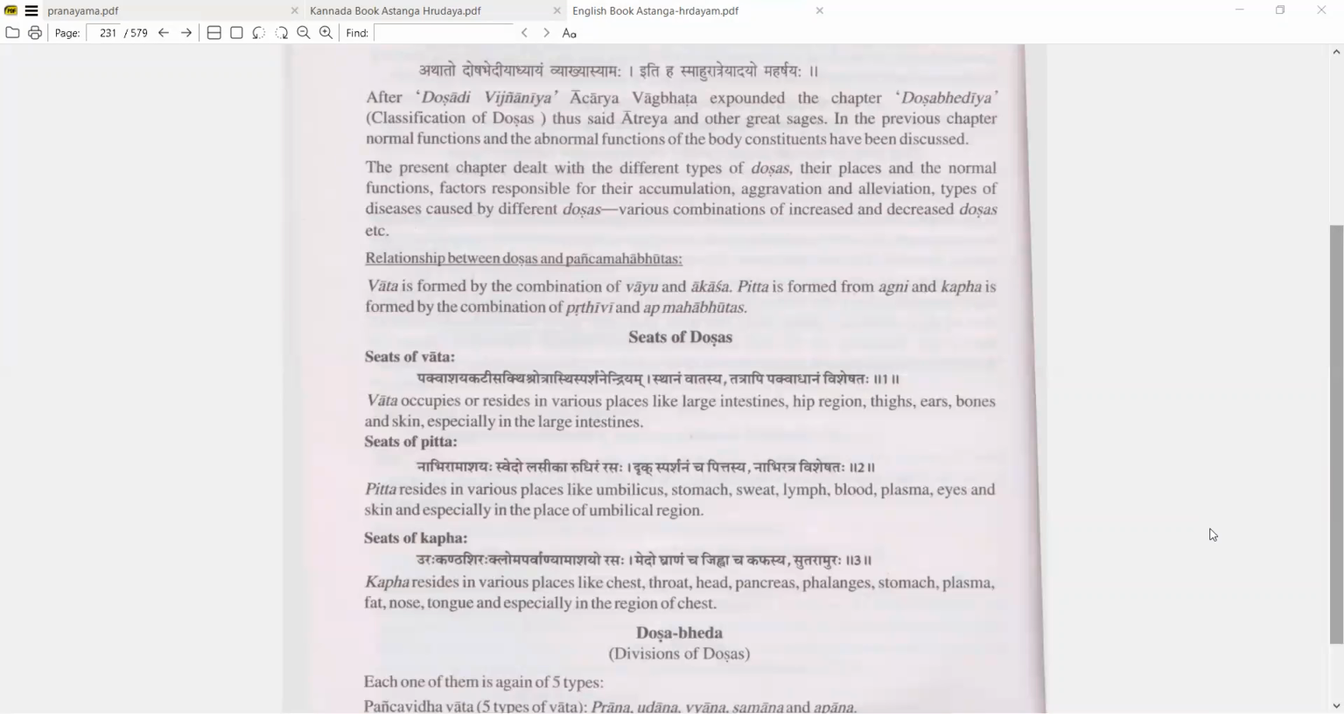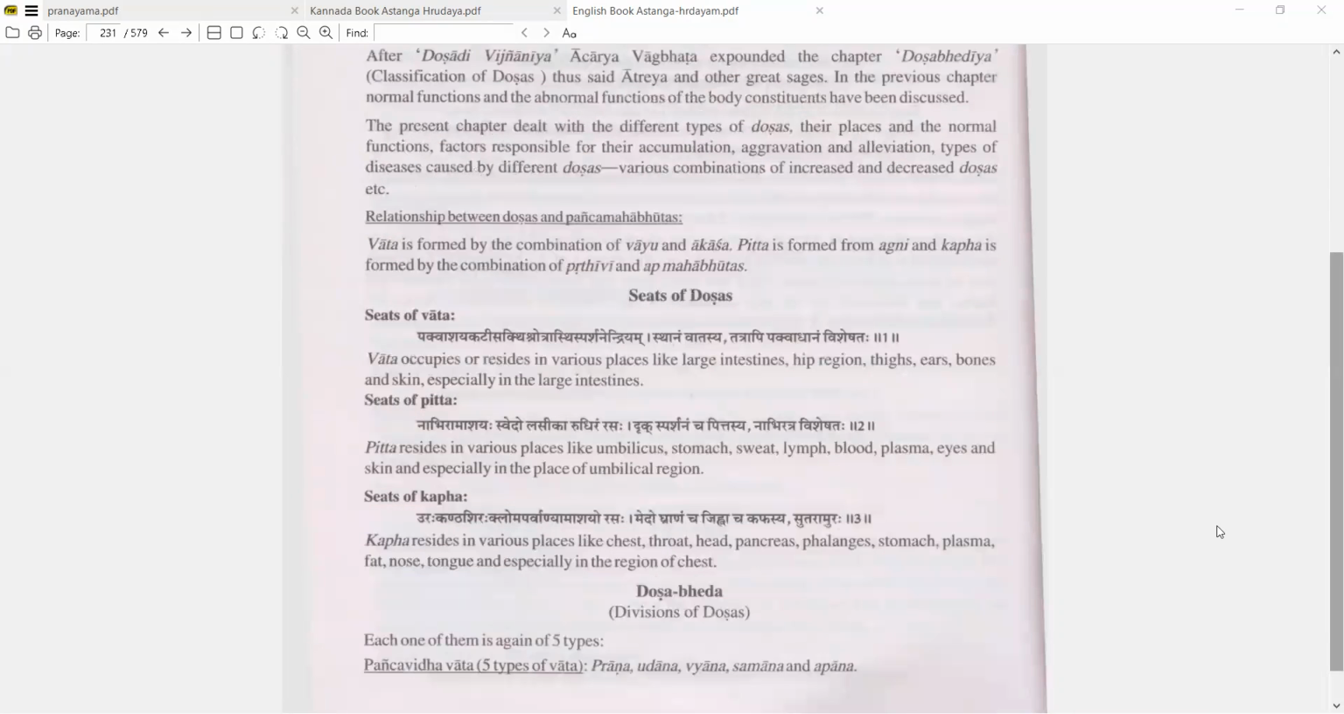Seats of doshas, seats of Vata. Vata occupies or resides in various places like large intestines, hip region, thighs, ears, bones, and skin, especially in the large intestines.